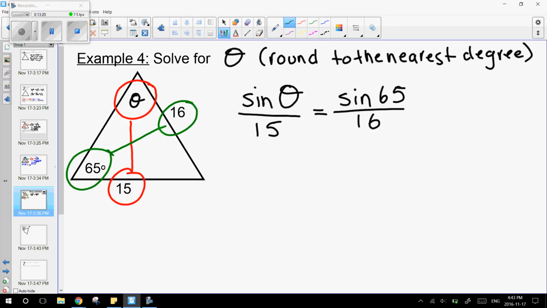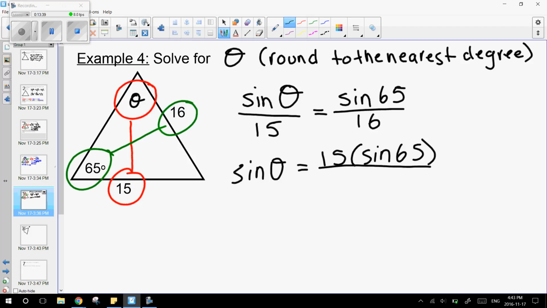Now that we have our equation, the 15 is on the bottom, so the same rules apply. Because it's on the bottom, to get it to the other side, we just multiply it to the top of the other side of the equation. So sine theta is equal to 15 times sine 65, all divided by 16.